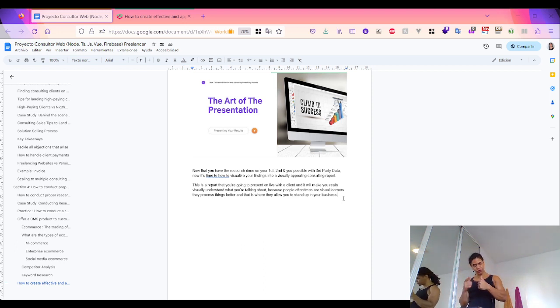That's the reason for what I'm going to do here. I just want to know how to visualize my findings in a visually appealing consulting report, one you're going to present live with a client. Because now this will raise my value to the client, and by raising my value, also my price. It will make you really visually understand what you're talking about.